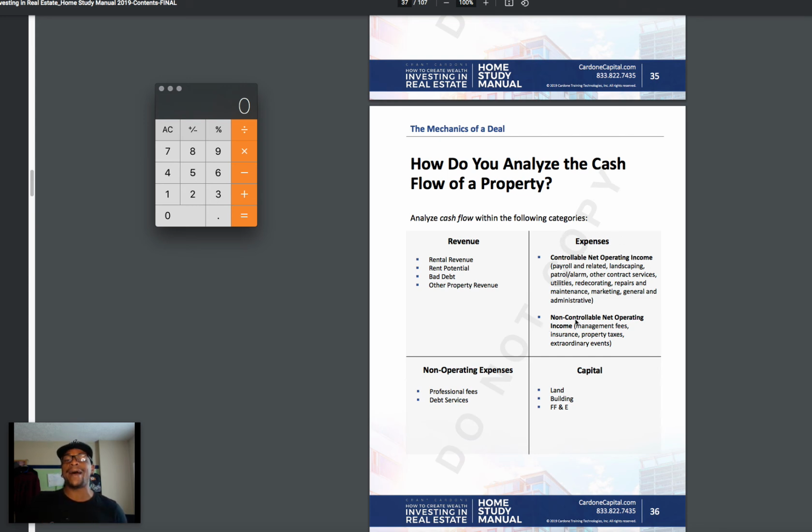And then the non-controllable ones are like management fees, insurance, property taxes, all these things that you have to pay no matter what, you have to deal with. So these are all expenses and they're non-controllable. You don't have control over it.